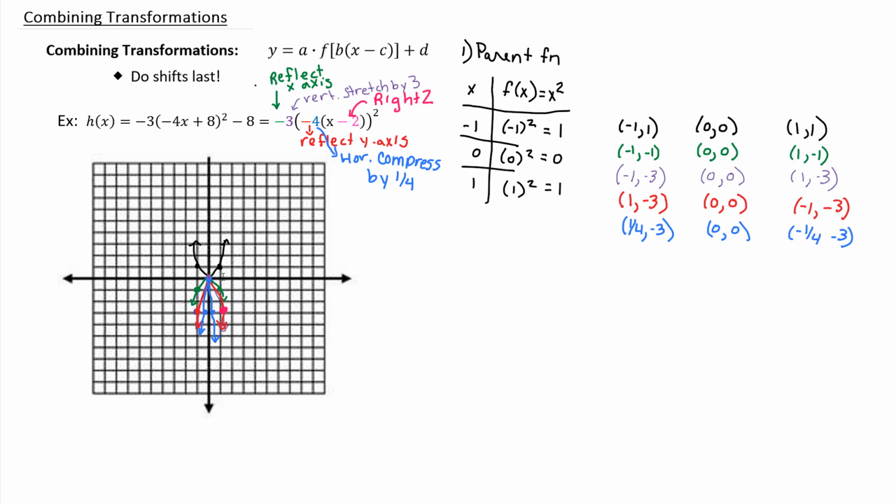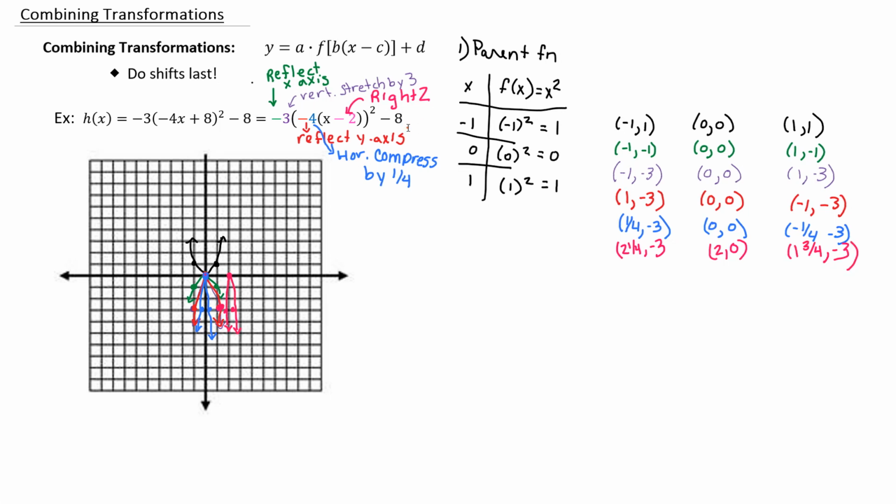So the point 0, 0, if you shift it to the right 2 units, would put you at 2, 0. So I'll just go ahead and label that here. We have this point at 1/4, -3. If we go 2 units to the right, it's going to place us at 2 1/4, -3. And then last we have this point at -1/4, -3. If we go 2 units to the right, it's going to place us at 1 3/4, -3.